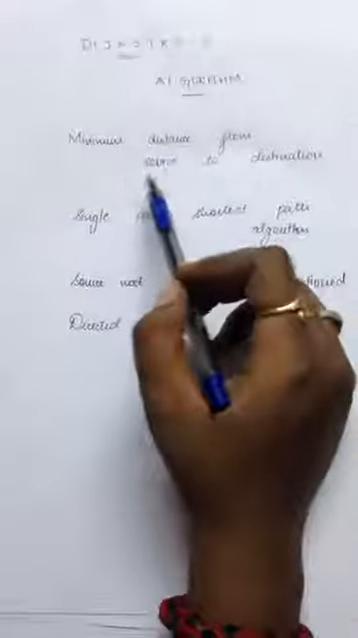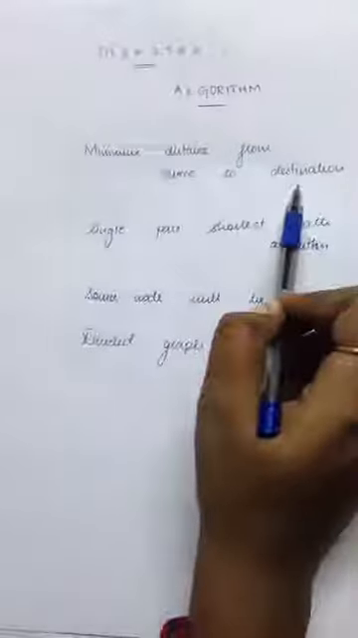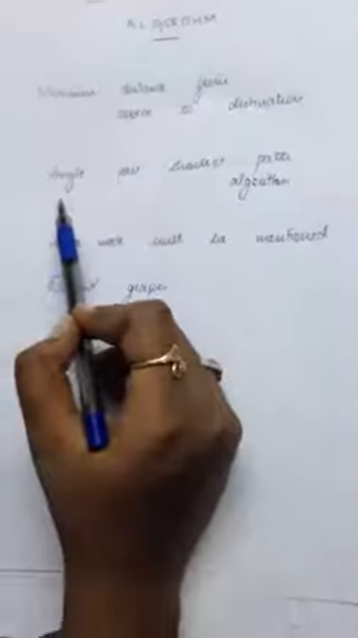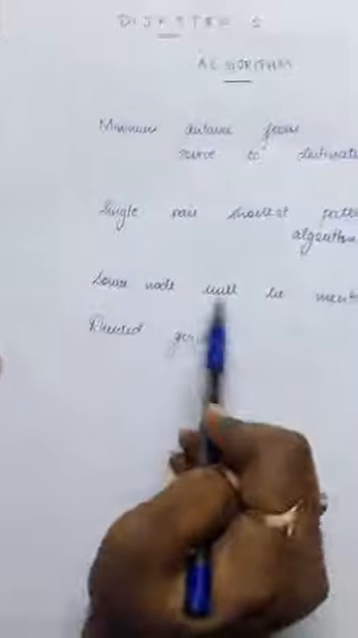Dijkstra's algorithm. Dijkstra's algorithm is used to calculate the minimum distance from the source to destination. It is also called the single source shortest path algorithm. In Dijkstra's algorithm, usually the source node will be mentioned and it is always a directed graph. Let us consider one example.